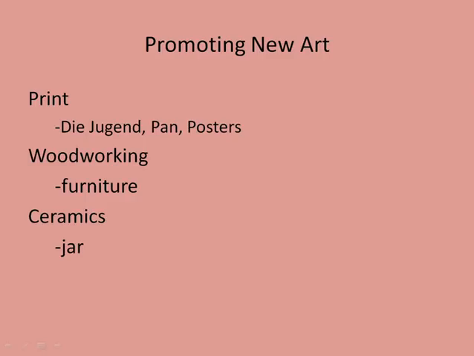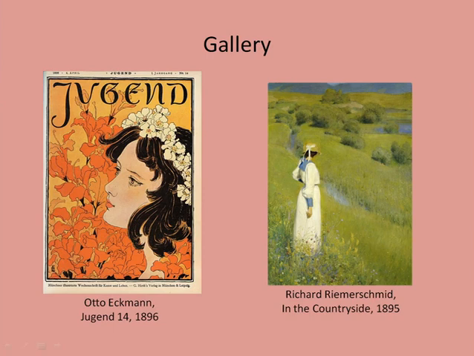They promoted the new art through print, through Jugend and Pan and posters, wood cutting, furniture, and ceramics. There is a really cool vase, a vinegar jar. Here are the galleries. The first one is Jugend by Otto Eckmann.